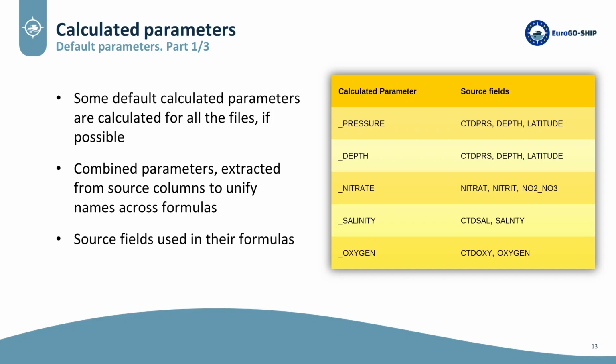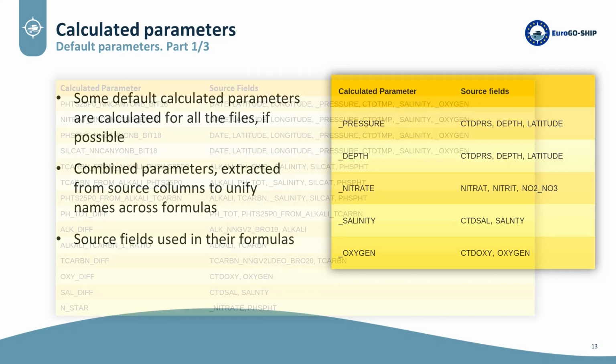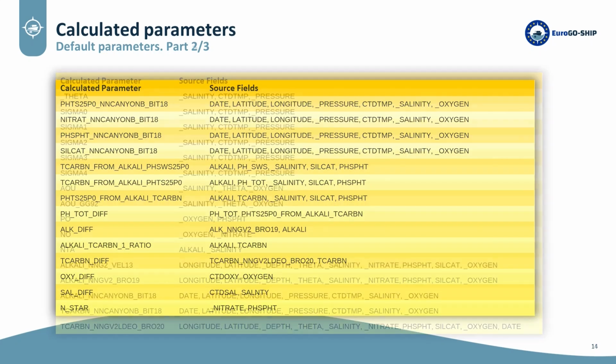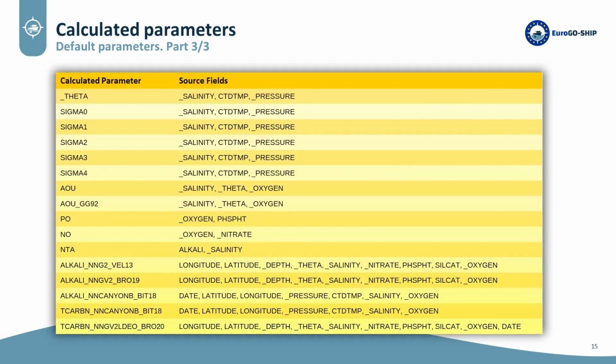When files are loaded into the application, some default parameters are automatically calculated if the necessary source fields are available. The first table lists the combined basic parameters. These use different source columns to extract their values, helping to unify column names so they can be used consistently across all formulas. If you want to see how each parameter is calculated, you can check its formula directly in the application.